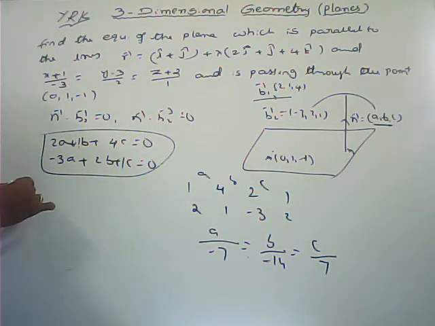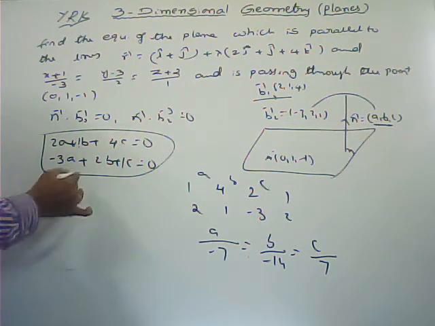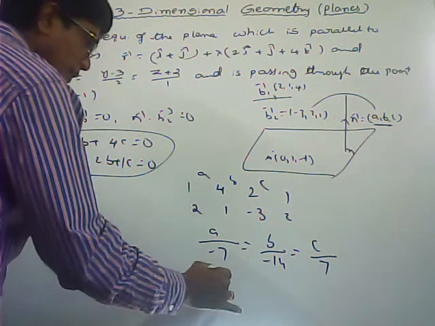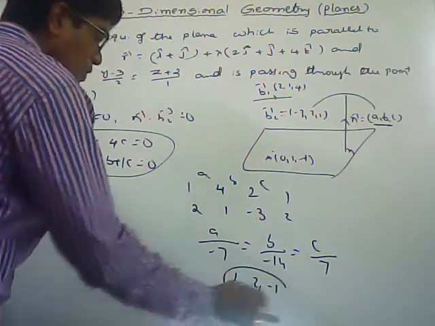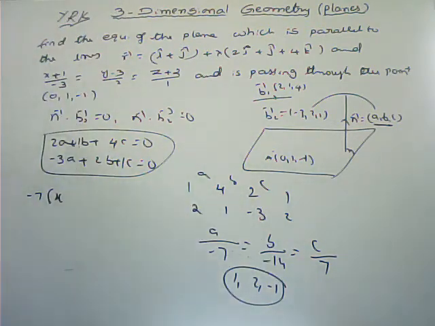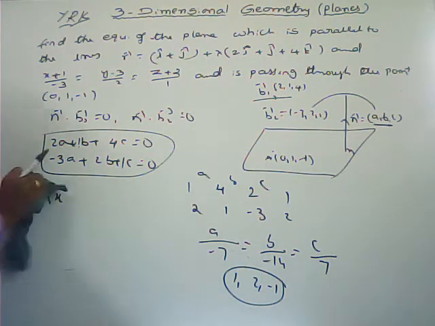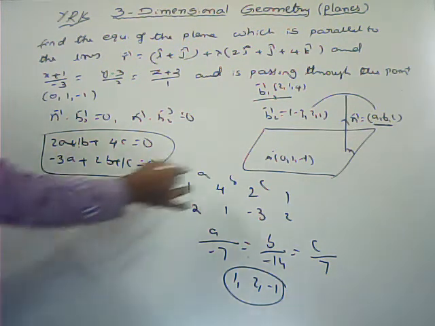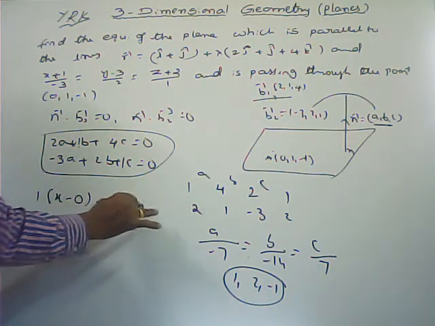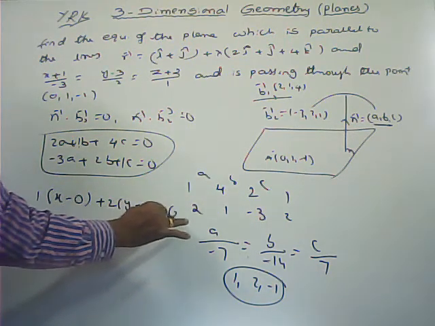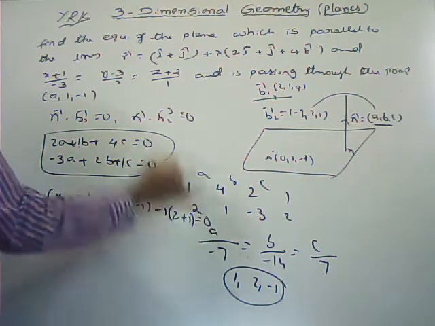So the equation of the plane is minus 7 into x minus x1. Otherwise, if you want, you can write it in the simplest form also: 1, 2, minus 1, each one divided by minus 7. So a into x minus x1, passing through the point, plus b into y minus y1, plus c into z plus 1, that is equal to 0.